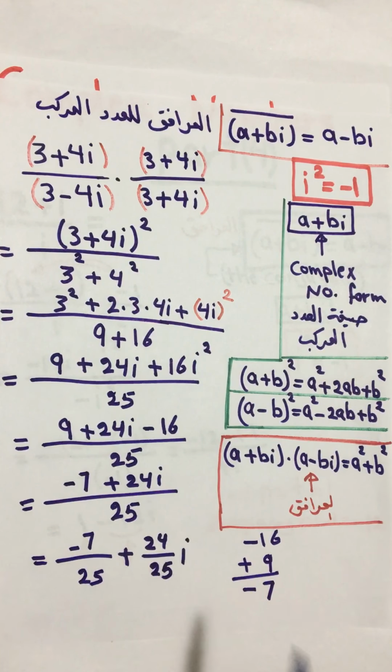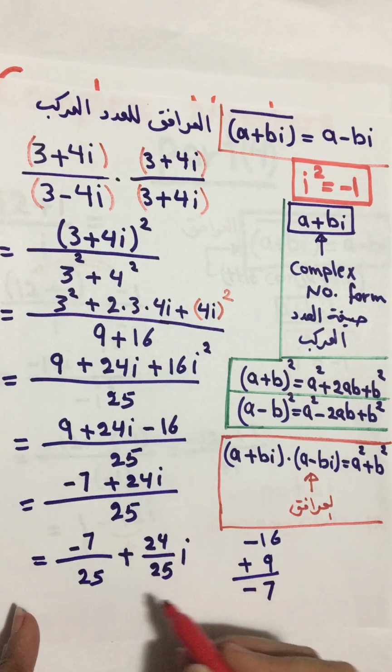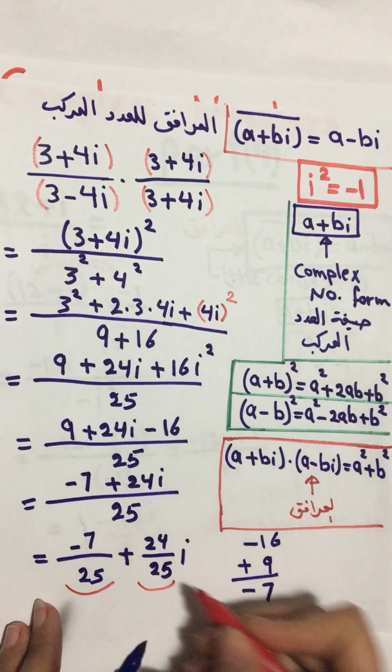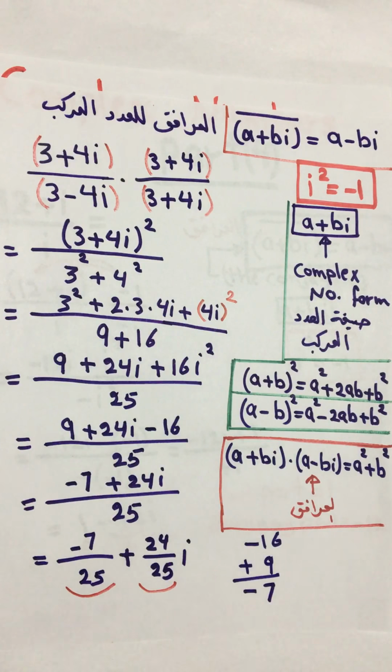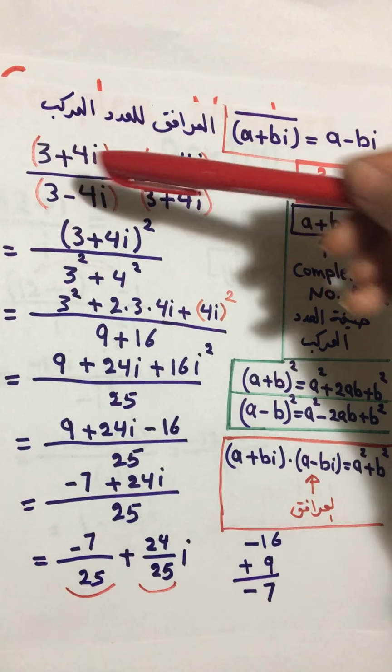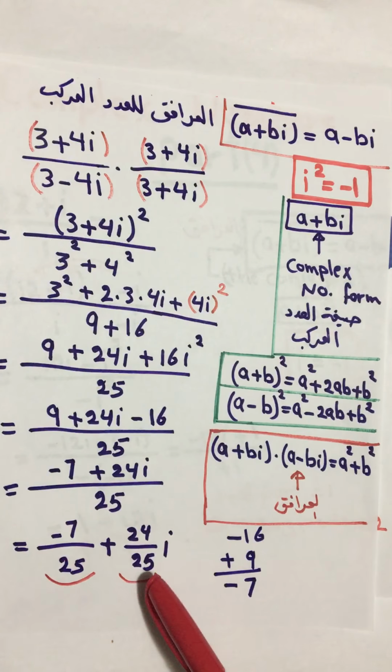So this is going to be the real part, and this fraction the imaginary part. This one the real part, and this the imaginary part. So it means I converted this fraction to a complex number.